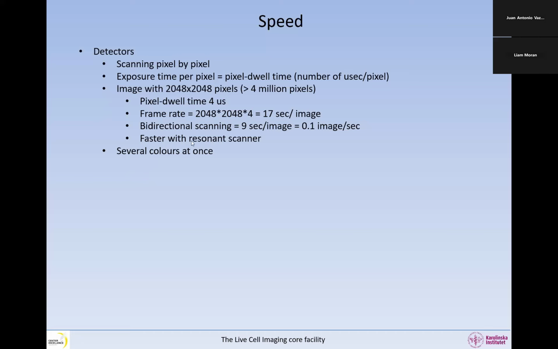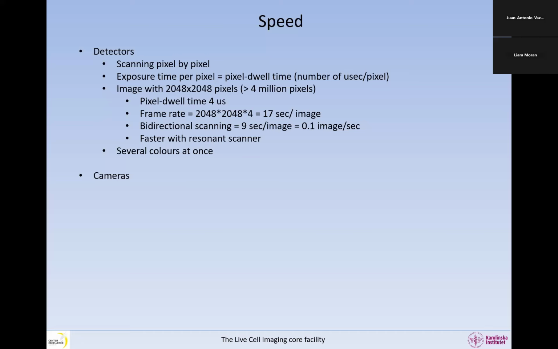Another way to go faster on a detector-based system, so on a single point confocal, is the fact that we have several detectors, and therefore we can image several colors at once. That is very useful, and clearly it goes faster than imaging the colors one by one, which we mostly do on camera-based systems. We will talk about this a little bit later, tomorrow. Gami will talk about it.